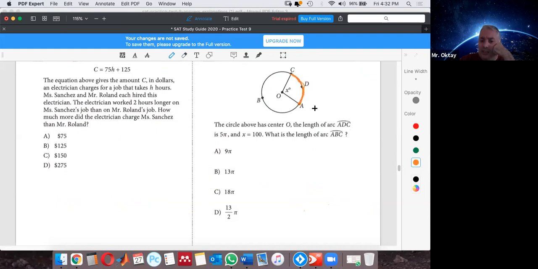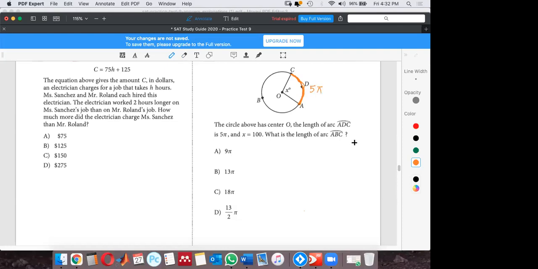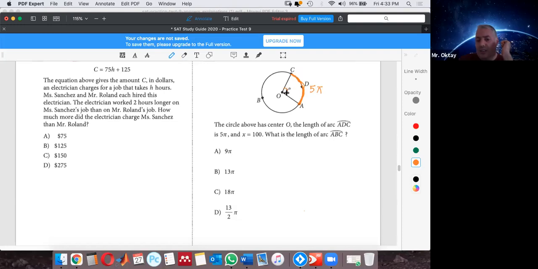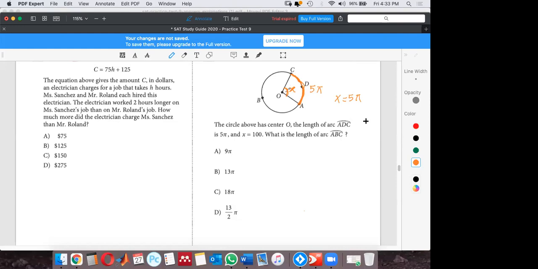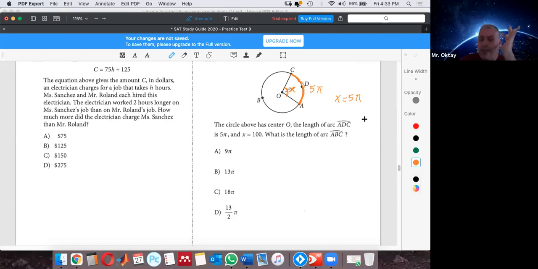This is ADC, right? This is 5 pi. Till here, do you have any question? No, sir. Now my question is this. If this is central angle, and if this is x, can I say x is equal to 5 pi now? Yes. And I am reading the question. It says that x is 100, but 5 pi, x is 100.